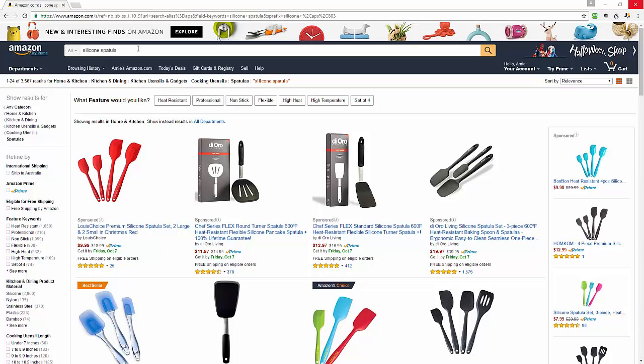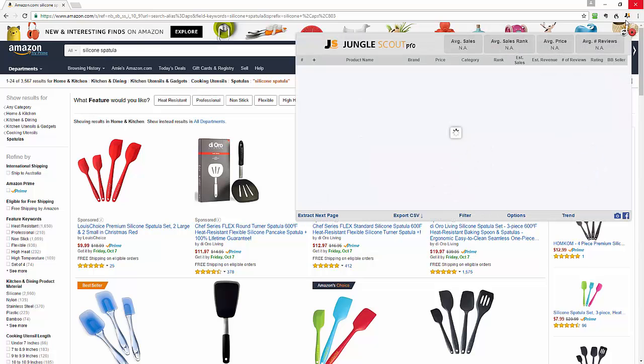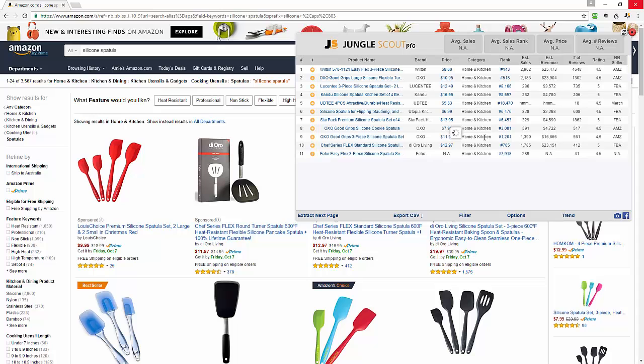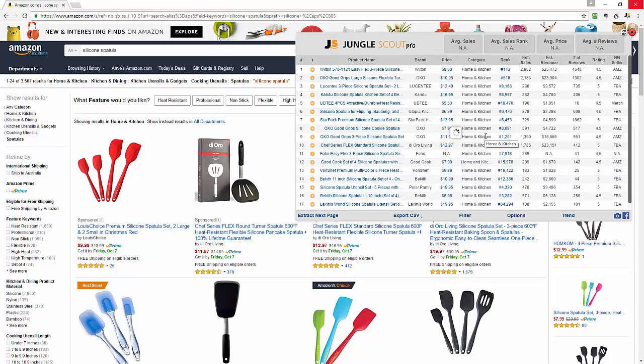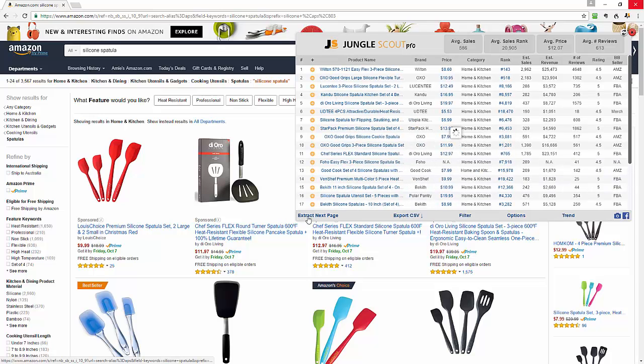So we've searched here for silicon spatula. We're going to click on the JungleScout icon, and that will bring up the data for the top page. We just wait till it's finished. Then we're going to extract the next page because we want some really deep information here. As we can see, it's just all a mass of numbers. So it's very difficult to understand really what you're looking for.